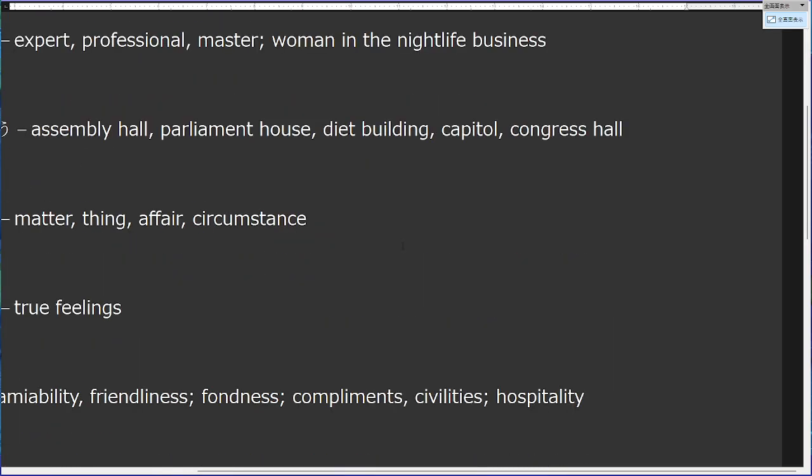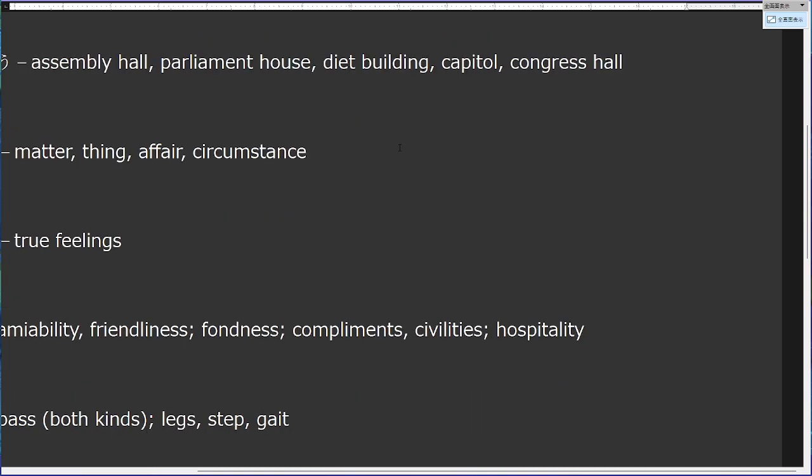An expert professional master or a woman in the nightlife business is a kuroto. Kuro is genkan no gen, and to on the right side is our person. Expert master or woman in the nightlife business. An assembly hall is a gijido. Gi on the left side for to debate. Ji in the center for matters and things. And do on the right side for a hall. A hall where you debate things is a gijido.